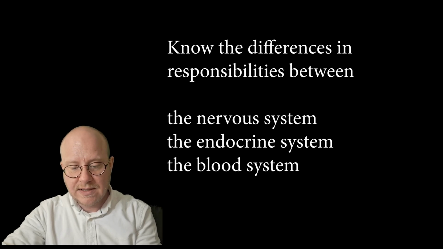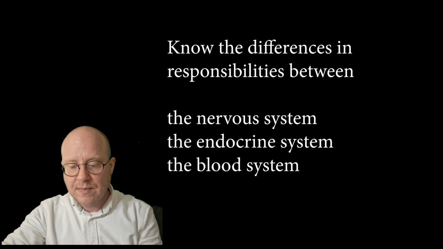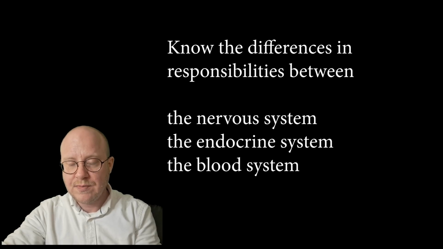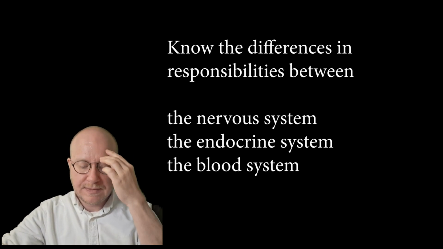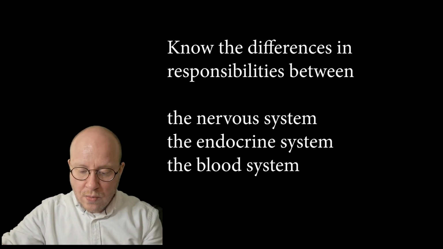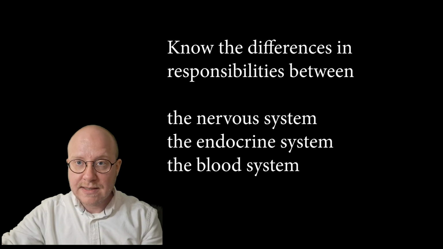So you should be able to distinguish between the roles of the nervous system and the endocrine system in sending messages. The endocrine system is the hormones, right? Using examples, emphasize the role of the blood system in transporting materials between organs. So we're going to learn about the circulatory system, or I guess they call it the blood system in this book.